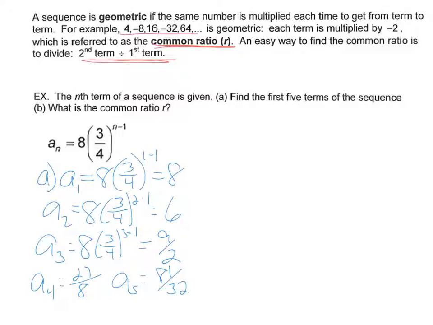Now the common ratio, what you multiply to get from one term to the next, like I said earlier, you can find by taking the second term divided by the first term, 6 divided by 8, and let's reduce that fraction down, 3/4. So that's r, that's the common ratio.